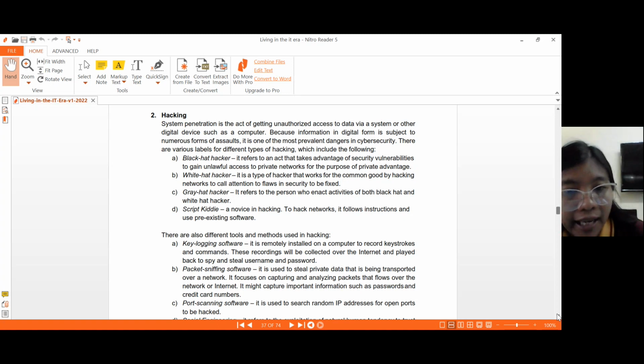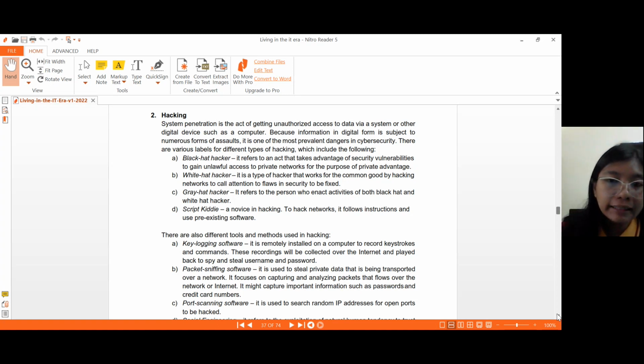And then gray hat hacker, it refers to the person who enact activities of both black hat and white hat hacker. Okay, so sa gray hat, it's a combination of the black hat and white hat. Yung tao na hacker na tinutukoy dito ay nagpo-perform both black hat hacker activities and white hat hacker activities.